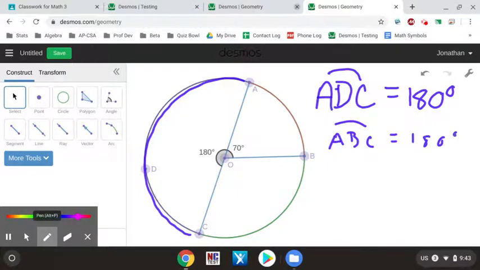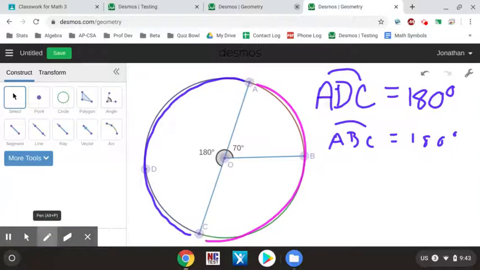Semicircles, you are going to need to use 3 letters because, as you can tell, if you just say AC, they don't technically know which one you're talking about, whether you're talking about the one going around the back side of the circle that we have in blue or the one going around the front side that we have in purple.